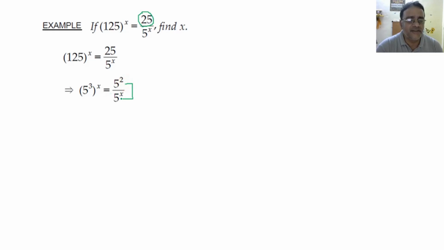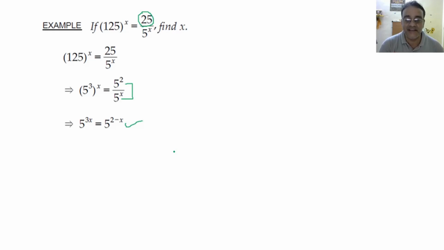And 25 we said we will write 5 square, and we will apply the division rule for this. So the left hand side becomes 5 to the power 3x, and what will be the right hand side? 5 to the power 2 minus x. This step is clear to all of you? Yes, sir.